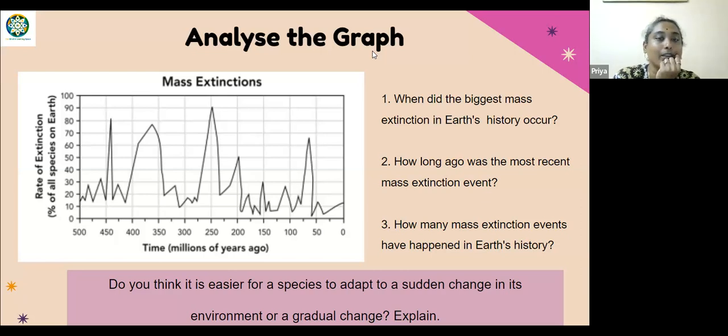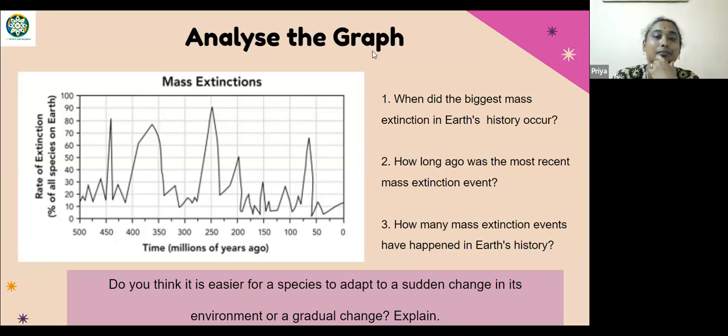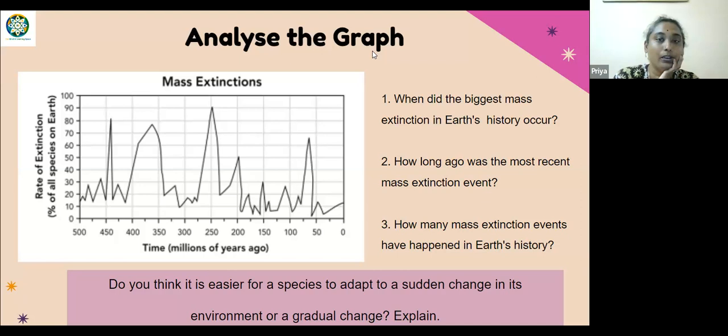Now, what do you think? Gradual change or sudden change? Which is better for adaptation? Gradual change. Why? I don't know. You can't say I don't know. You have to justify your answer. Why do you think a gradual change?